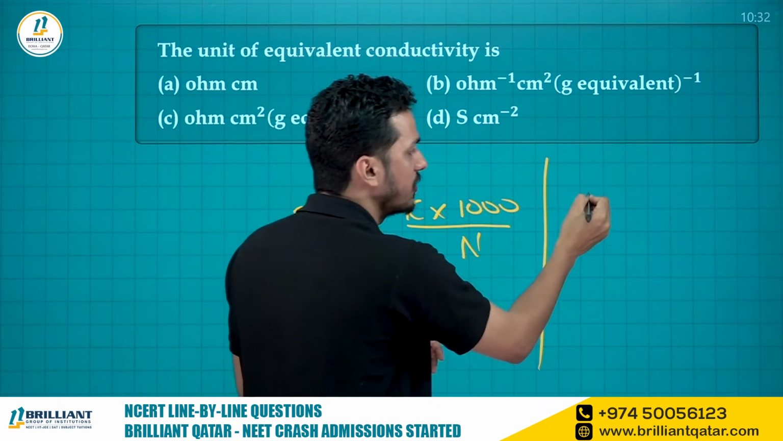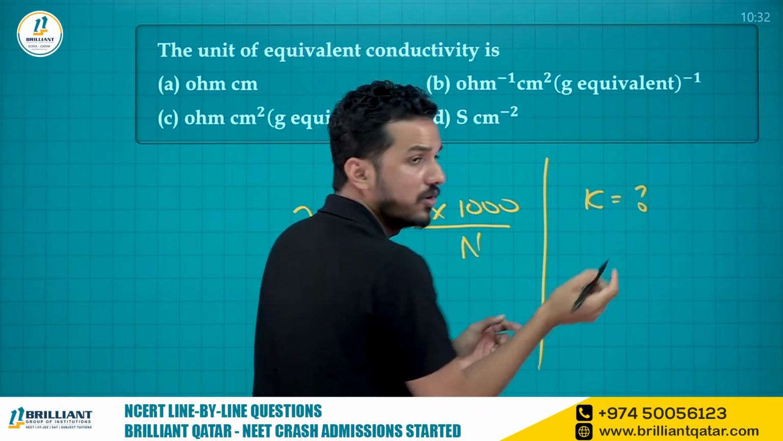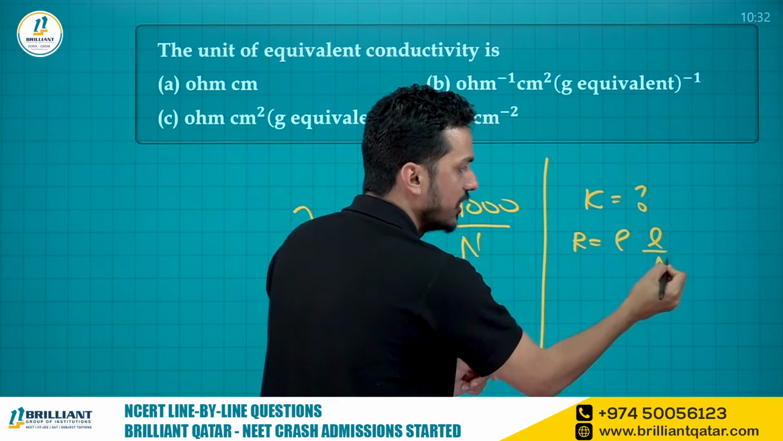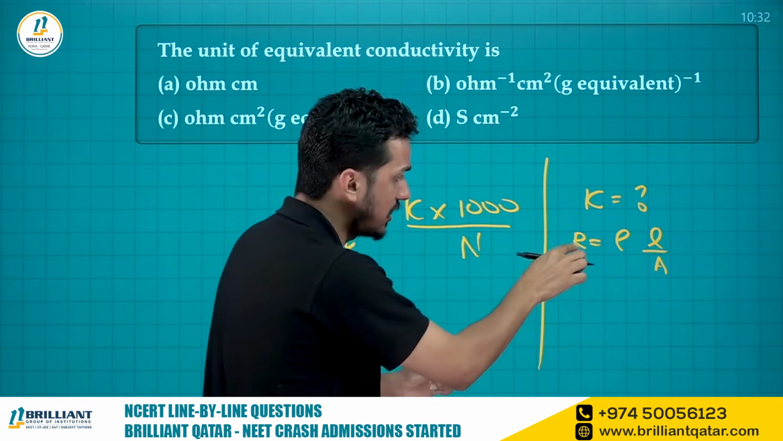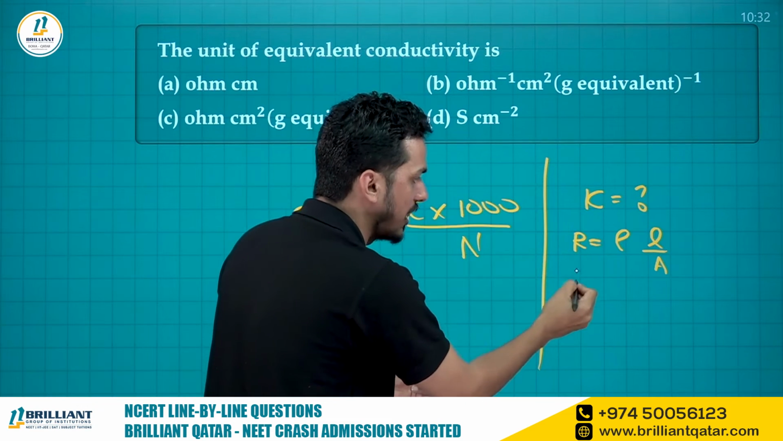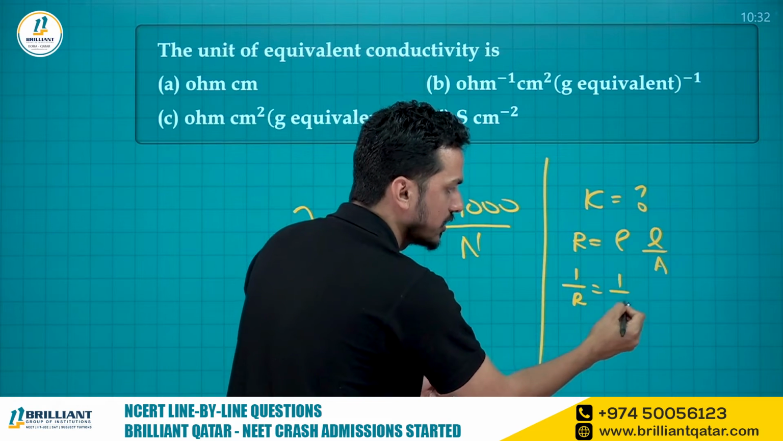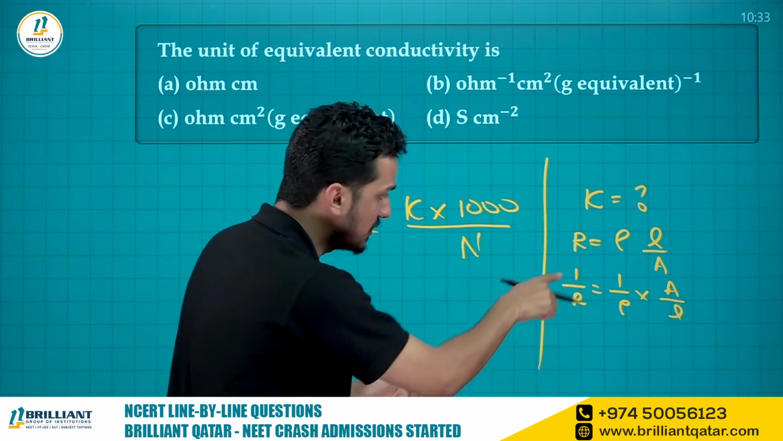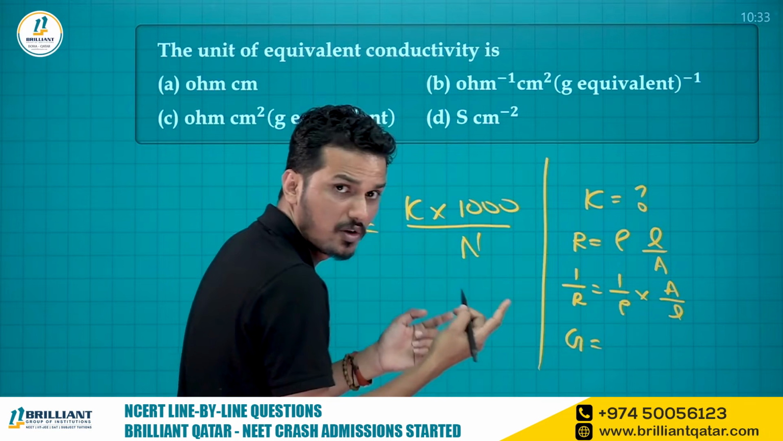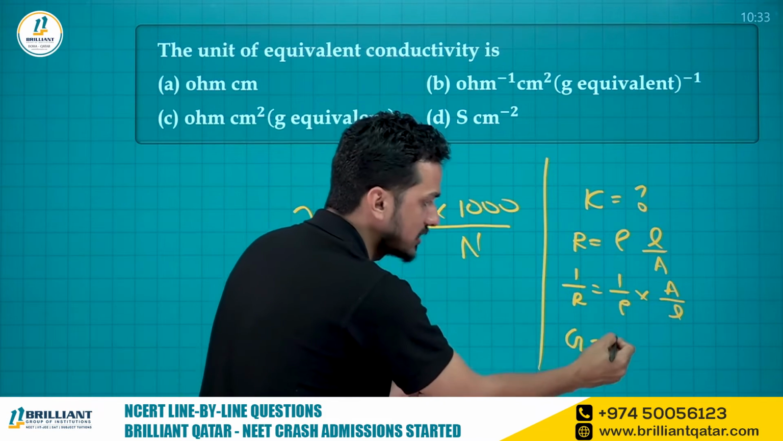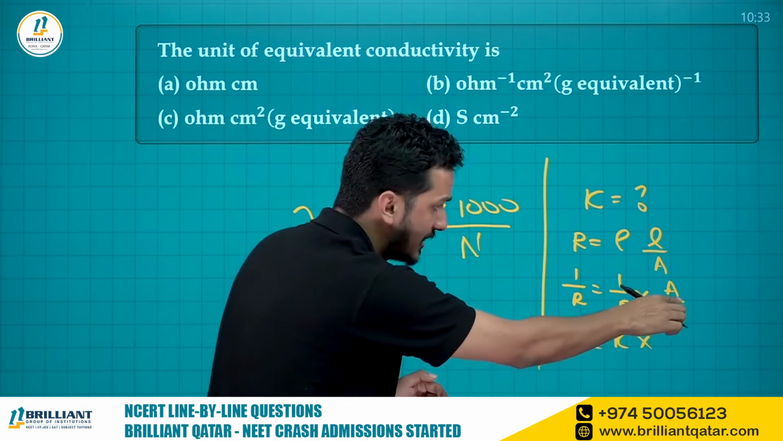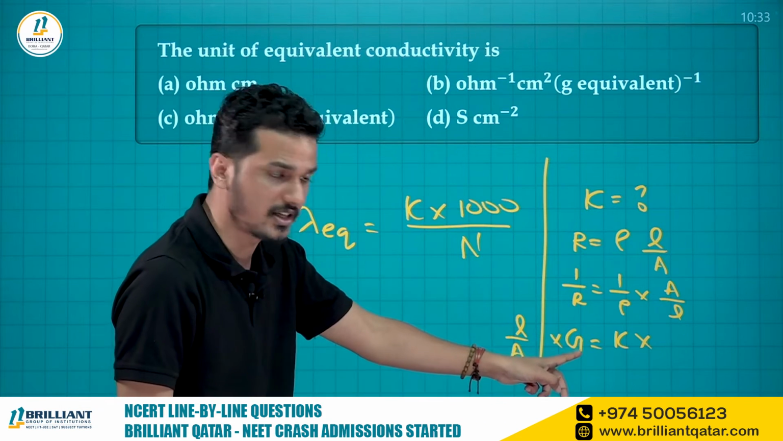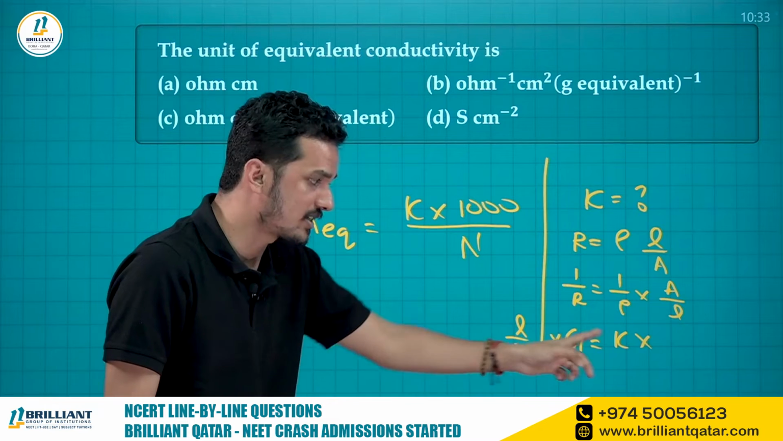How can I find out kappa? I already told you resistance equals rho into L by A. So we have to take the inverse: 1 by R equals 1 by rho into A by L. Here 1 by R is G, the conductance, and 1 by rho is kappa. The A by L will move across and become L by A. That means conductance into cell constant is kappa.